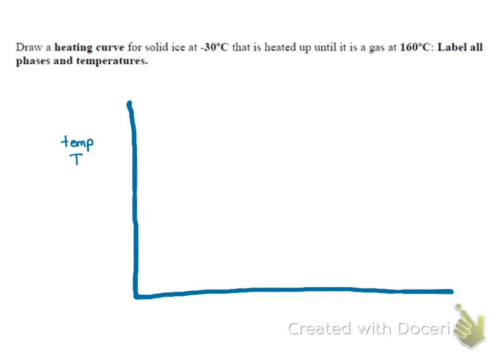So we're going to label the temperature along this axis, and this is the progress of adding the heat. So in the first stage, we start out at -30, so it's going to start out down here. It's going to be a solid, and it's going to warm up, and it's going to keep warming up until it gets to 0, which is the melting point of water.